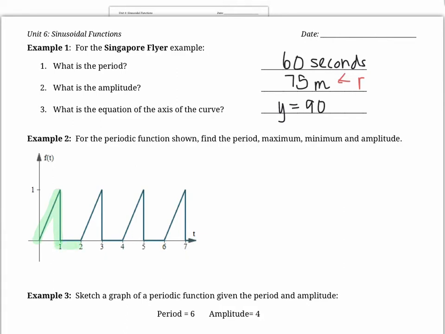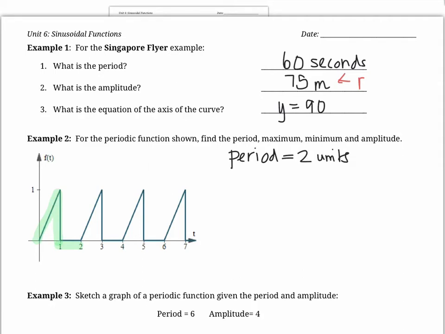So if we were to cut and paste this over and over and over again, that's what would make this pattern. So we can think of one cycle as this little guy right here. So the question says, find the period. So the period would just be the length of that cycle. So the period would be the length from 0 to 2, and so that would be 2.